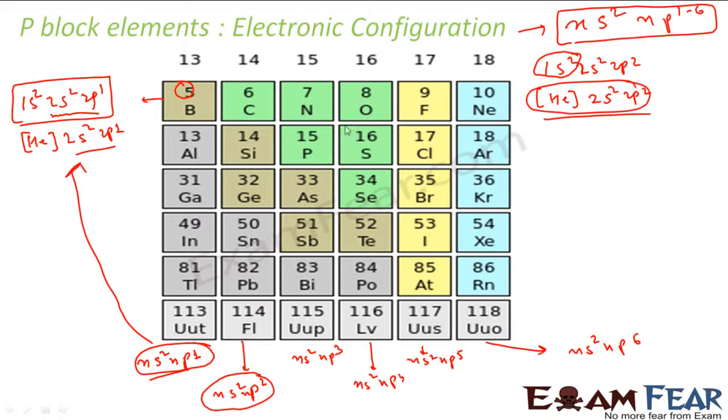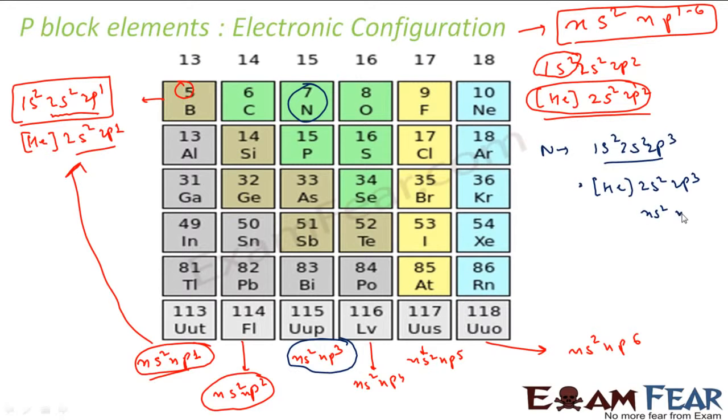Similarly, let me write for nitrogen now in blue. So nitrogen, it will be what? 7. 7 is what? 1s2, 2s2, 2p3, right? 2 plus 2, 4 plus 3, 7. This is nothing but, if you see, helium 2s2, 2p3. So the general trend we wrote was ns2 np3. So if you put n is equal to 2, the trend is matching.